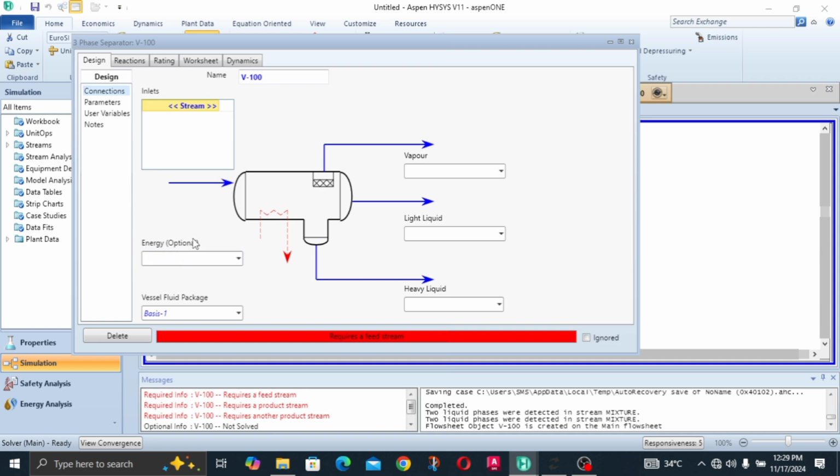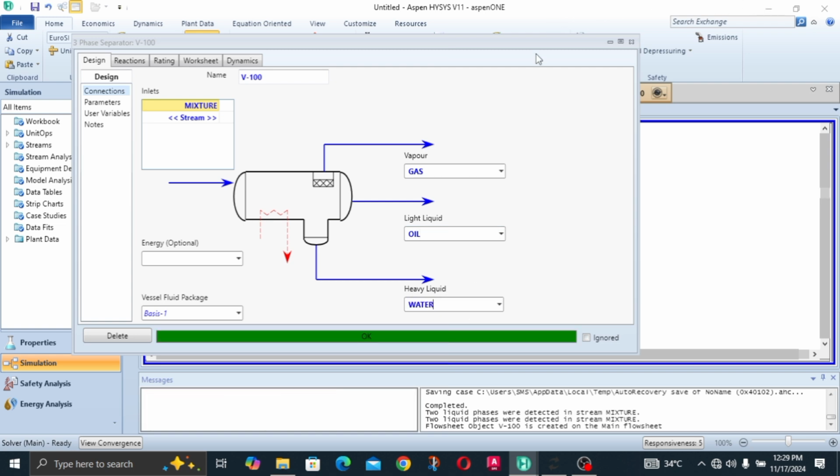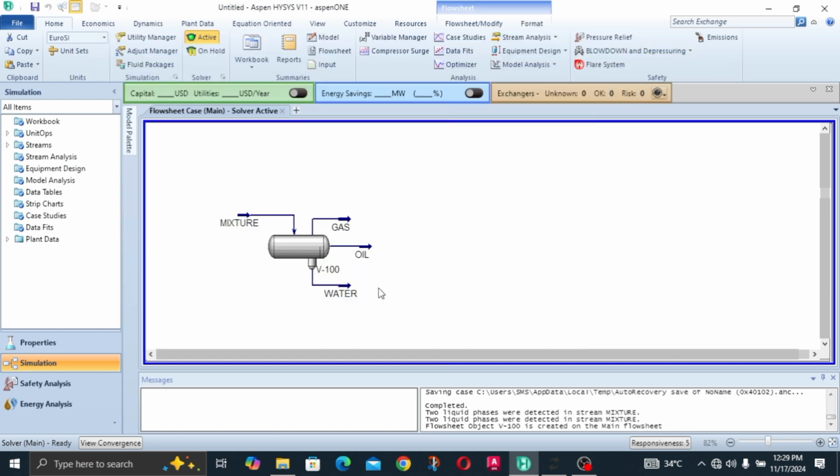Just like the two-phase separator, the energy label is optional. So all we have to do is input the inlets and label the outlets. Our inlet is the mixture, the vapor outlet is the gas, the light liquid we could just call oil, and the heavy outlet should be water. Okay, and it automatically solves when we label them. As you can see, we have 3 outlets and 1 inlet.